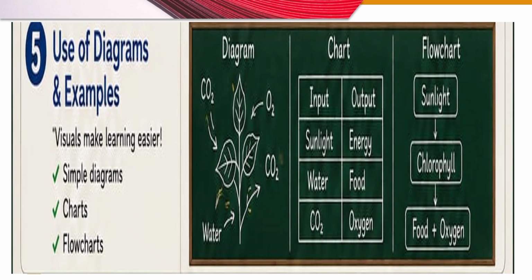Then is use of diagrams and examples, which is very important. Visuals make learning easier. Simple diagrams, charts, flow charts can be drawn on the board to make learning more effective. And how can you do that? By this example, you can see diagram is there, there's a chart drawn over here, there's a flow chart drawn over here. So like this you can use the board for your diagrams and examples as well.